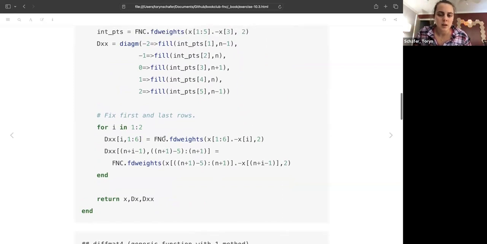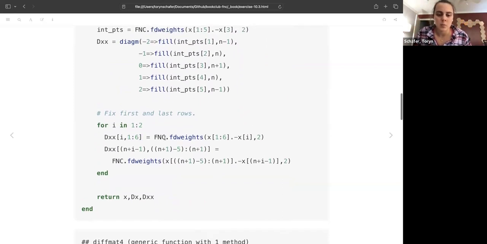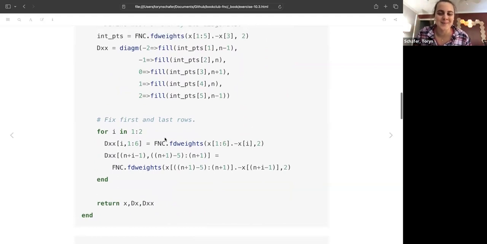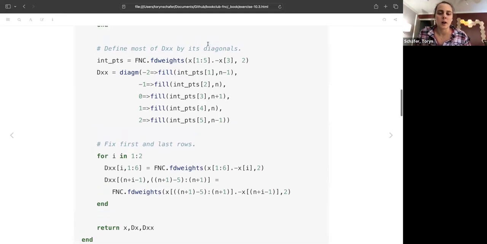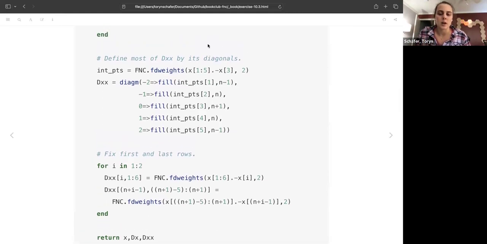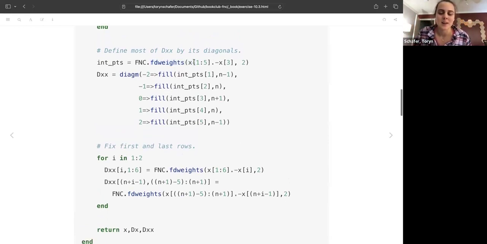The other thing, you probably don't remember, but if you go back and watch the video, the FD weights automatically scale by h, the increment size. So before, I was doing it twice, and all the scalings were messed up. But if you use FD weights, it's already scaled by the spacing, so you don't have to worry about that.